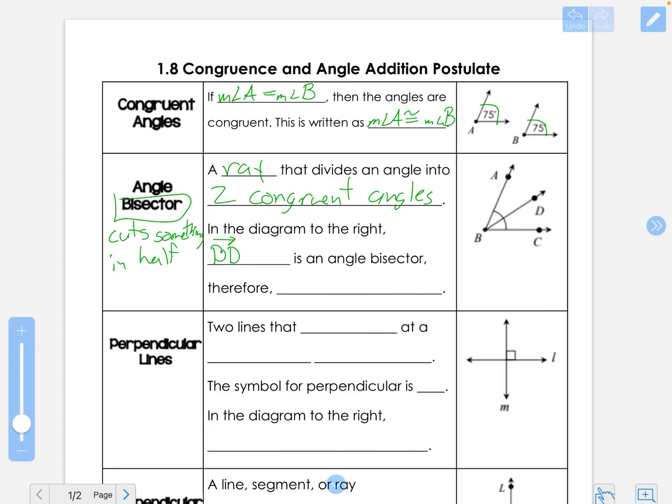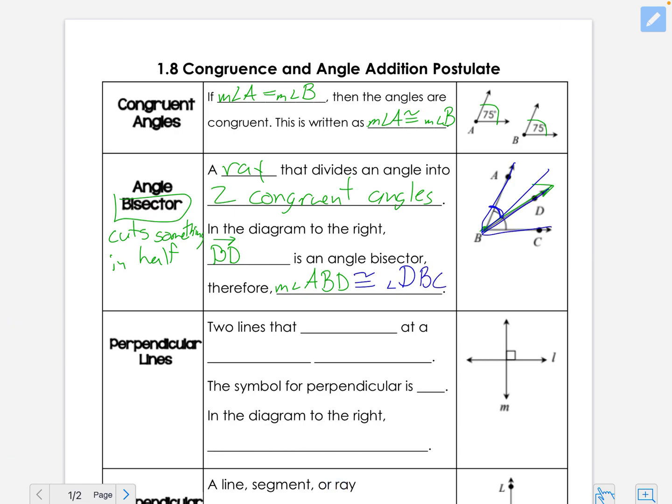Remember, when we name rays, we always start with the endpoint and then go out to the arrow, and we use those two letters. BD is an angle bisector. Therefore, we know that the measure of angle ABD, which is this angle right here and is marked by that little mark there, is congruent to angle DBC, which is this half here. Those two little half circles tell us that those angles are congruent.